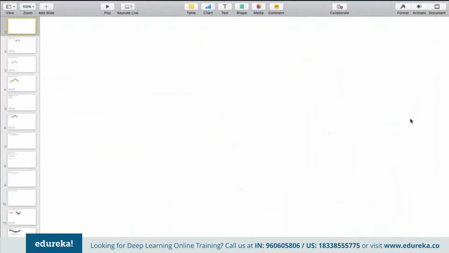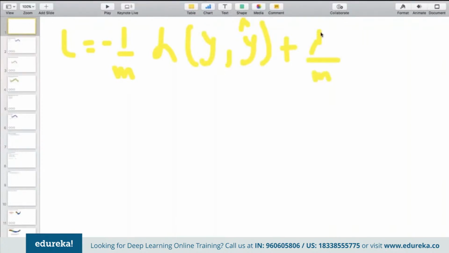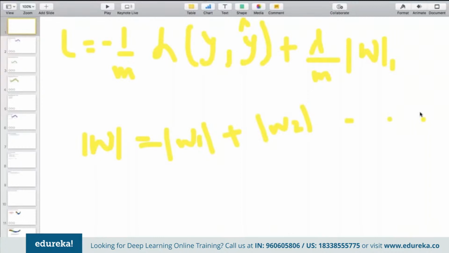This was L2 type, and in fact L1 is exactly the same. The only difference is that here we were discussing loss by adding lambda and the second order magnitude of your weights. When you say L1 normalization, you are adding a regularization term, and lambda is called the regularization parameter. You are adding the first order norm of your weights, which is nothing but the summation of the absolute weight of W1 plus the absolute weight of W2, and so forth. L1 and L2 norms are used for removing overfitting.